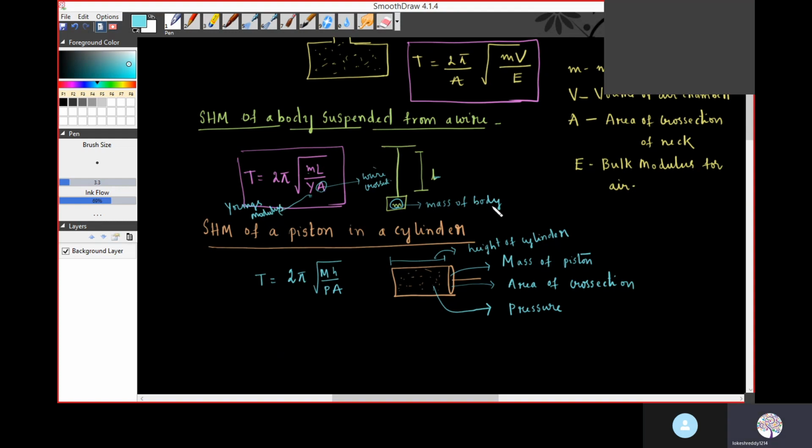Okay. M is the mass of the body. T is the time period. So this is the formula for SHM of a piston in a cylinder. Okay. Now, next one.